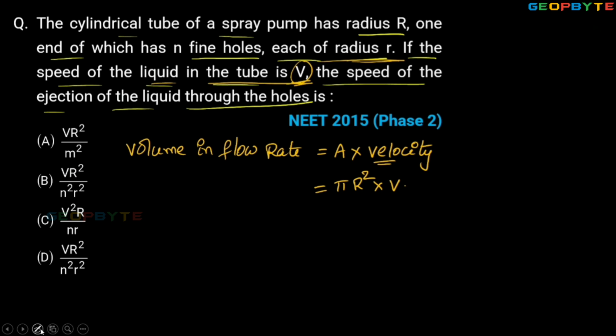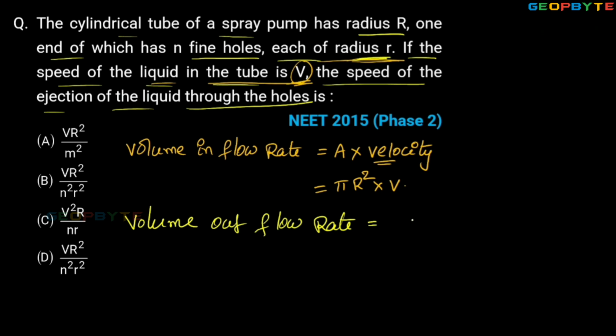Then the volume outflow rate. The volume outflow rate is equal to: radius of each hole is small r, pi r square is the area of each hole. Let us assume velocity U, into number of holes N.